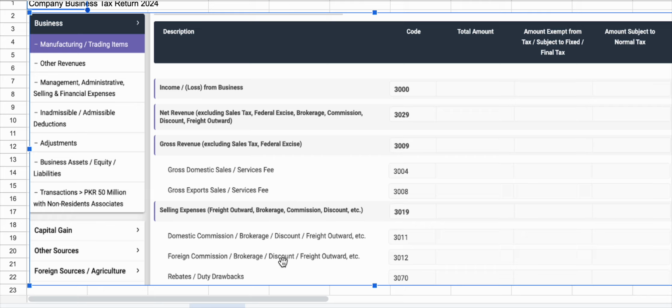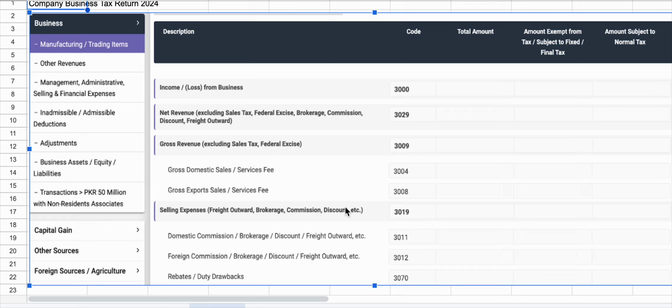So they come here, and other kinds of selling and advertising expenses, which maybe you have given on digital media or indirect expenses, they will come here. So this is how you will prepare the company tax return.